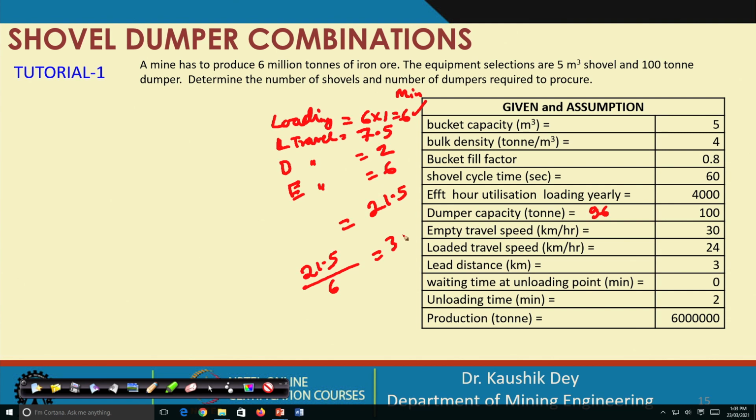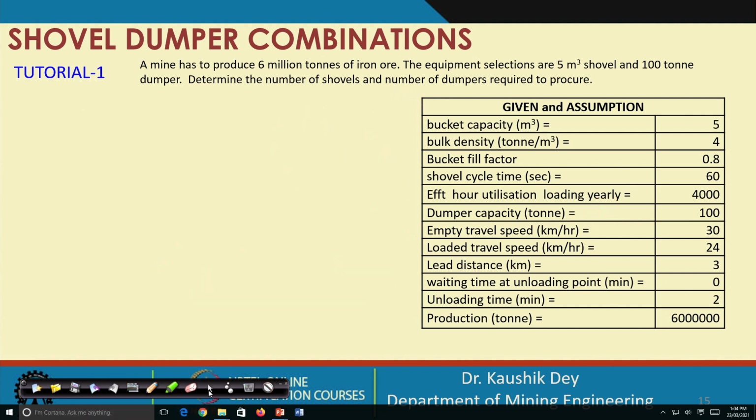So, it is coming 3.5 or something like that. So, we have to give 4 dumpers to one shovel. So, as we are having 2 shovels, that means we need to procure 4 into 2, 8 dumpers of 120 tonner must be provided, which will take 96 tons of load each time and 8 number of such dumpers need to be procured. So, now we can say to the mine management, you procure 2 shovels and 8 dumpers, that will serve your purpose of the target production achievement of 6 million tons.